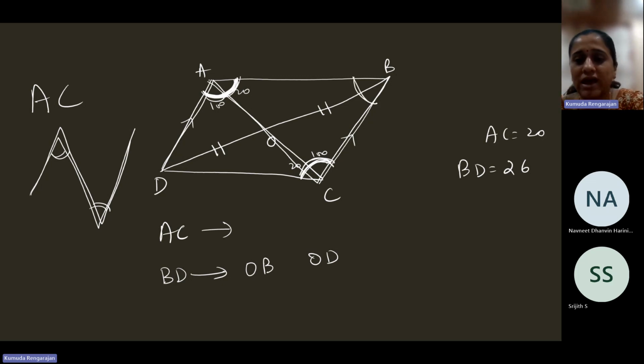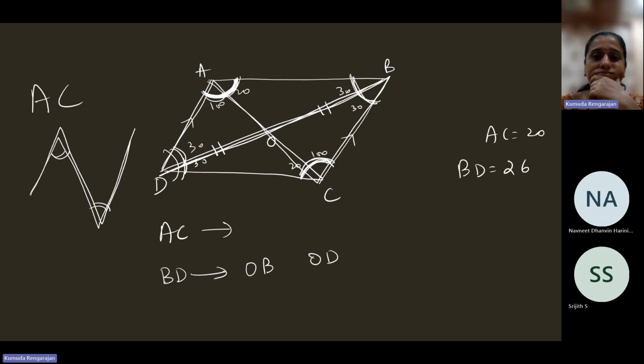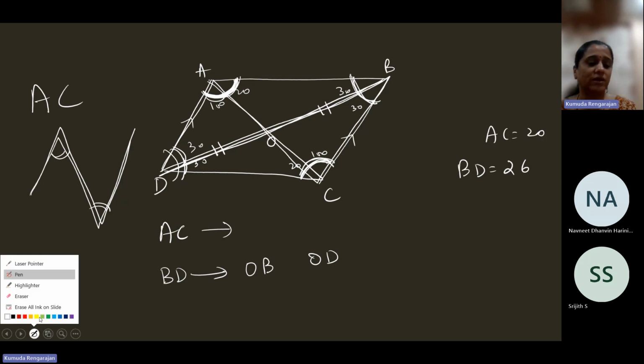Similarly, if this whole angle is 60 degrees, it will not be 30-30. The diagonals do not bisect the angles at the vertices. This is the diagonal BD. It meets angle B and angle D. It does not bisect the angle. It does not divide the angle into two equal portions. These are the properties of a parallelogram.